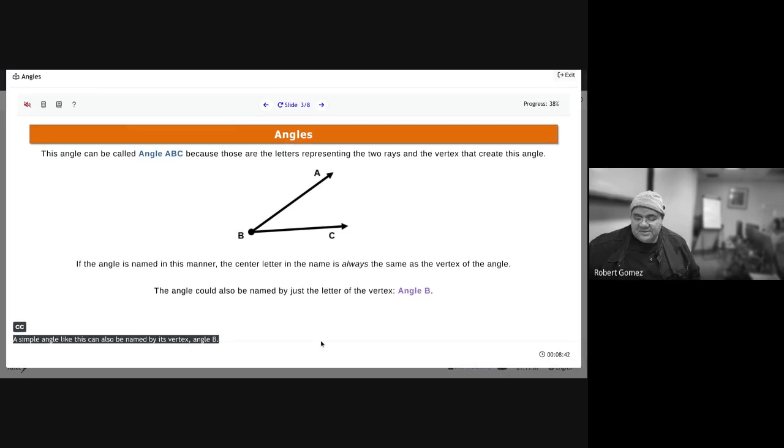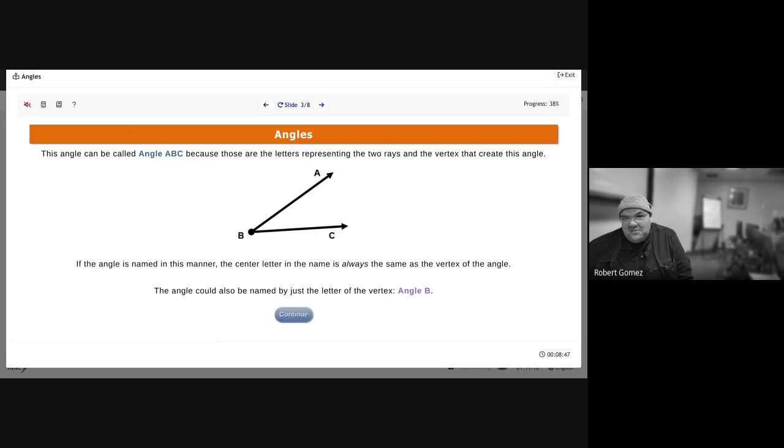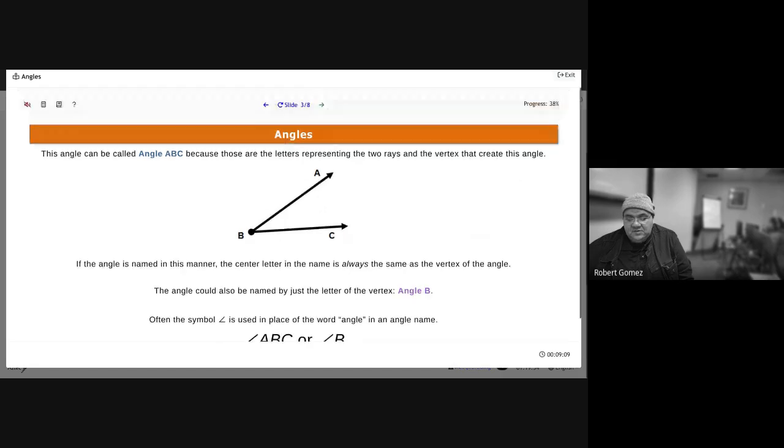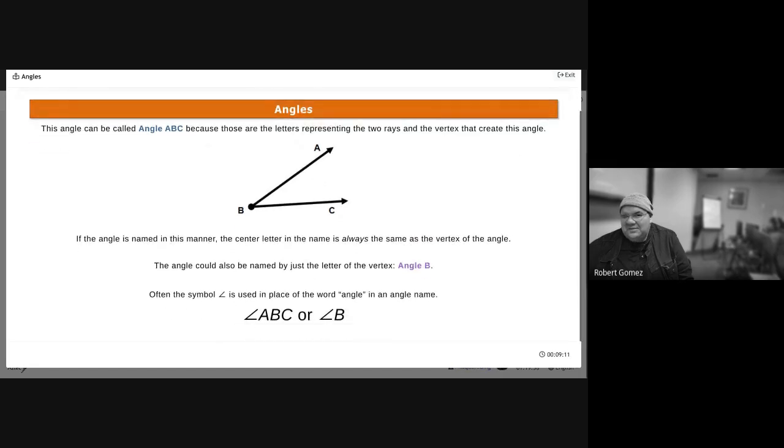Now, cool thing is we also can name it after the vertex. We can just call it angle B, and that would be okay too. And see, here they're using the angle symbol, right? So this could be labeled as angle ABC, or we can call it angle B. See, this one's not too bad, this lesson.